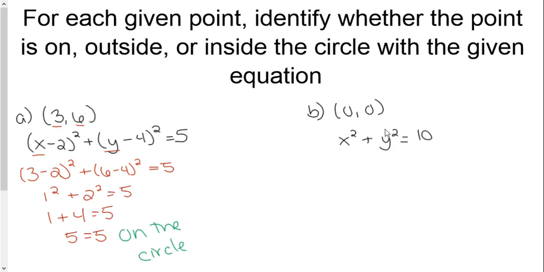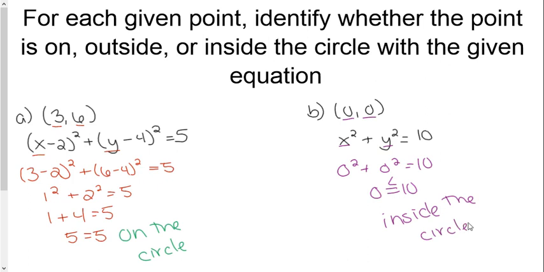So let's try it with the second one. We're going to plug in this 0 and this 0 in for x and for y. So we get 0 squared plus 0 squared equals 10. Well, 0 squared is 0, 0 squared is 0, and 0 plus 0 is just 0. So 0 equals 10? Well, we know that's not true. And since 0 is less than 10, that means this is inside the circle. So it's not on the circle and it's not outside the circle.